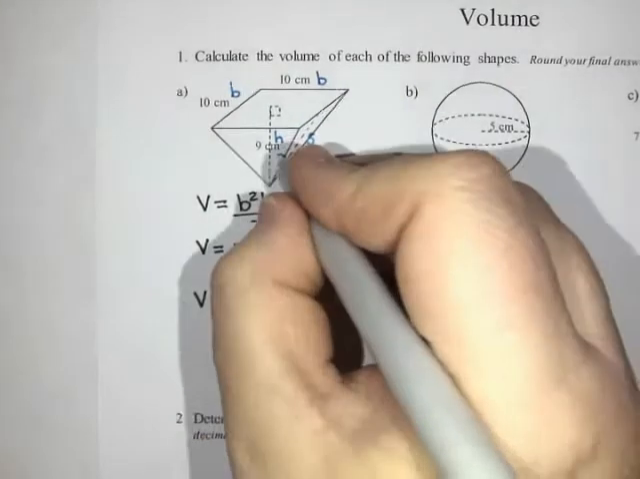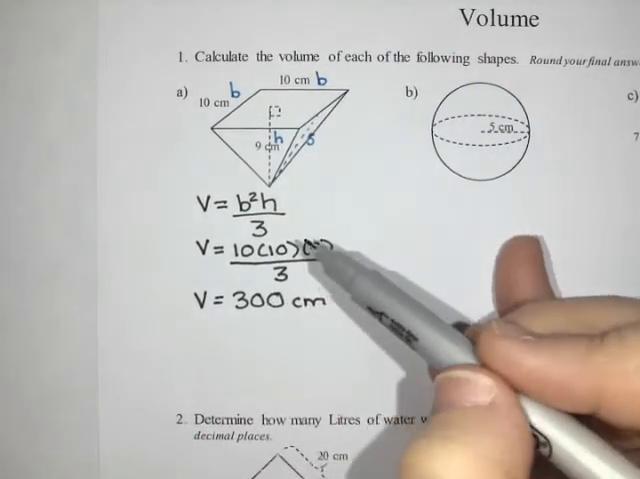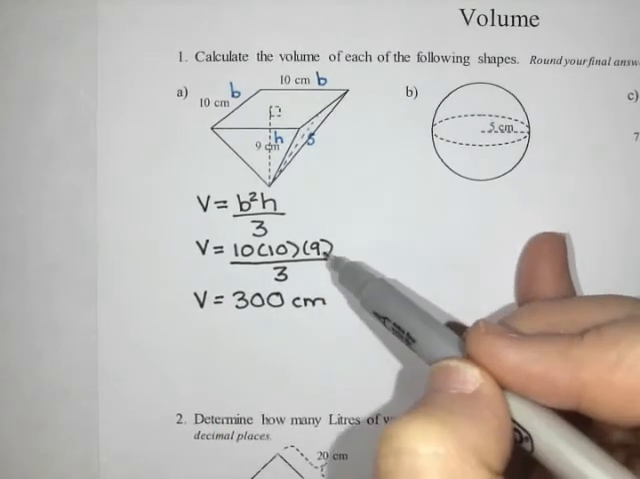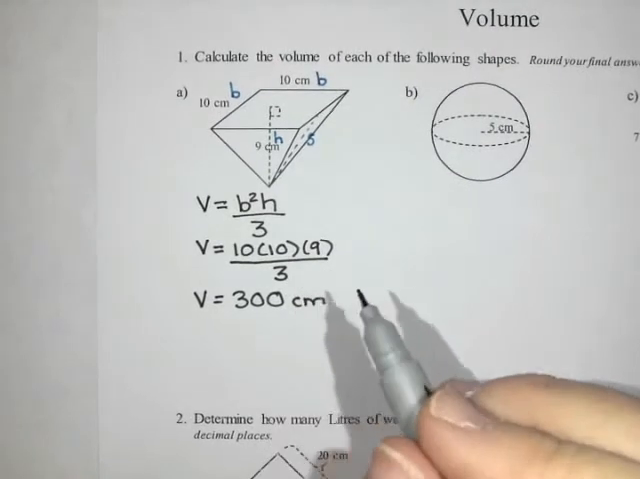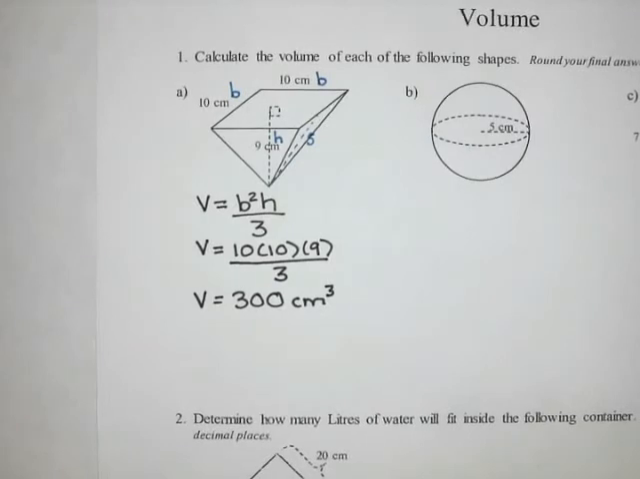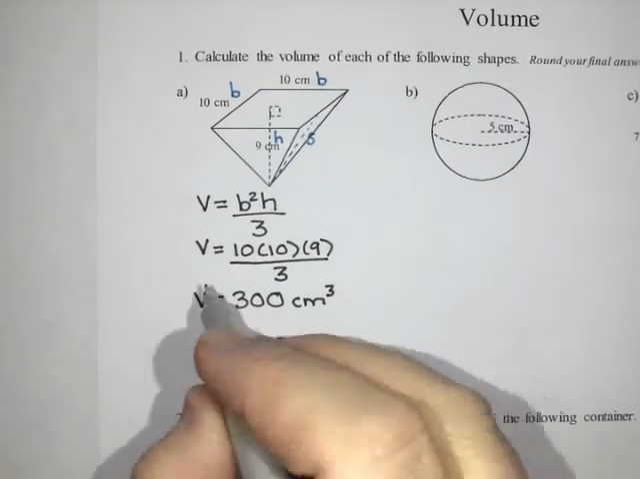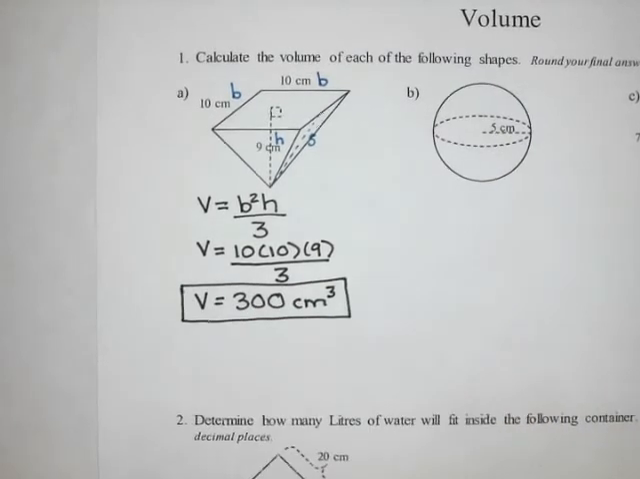Now, it is centimeters, and I multiplied 10 centimeters times 10 centimeters times 9 centimeters. So I ended up multiplying centimeters by itself 3 times, which means it's centimeters cubed because it's centimeters times centimeters times centimeters. So our final volume is 300 centimeters cubed.